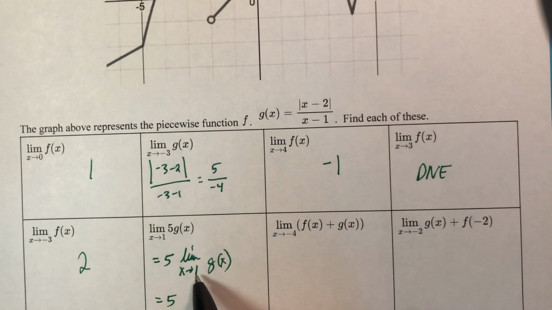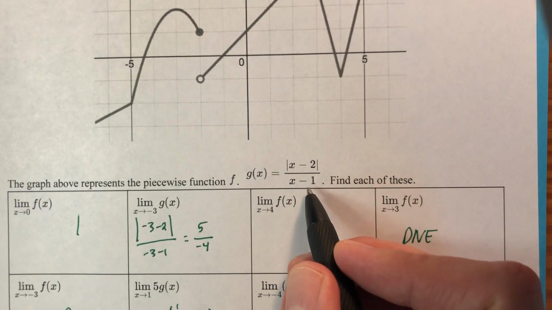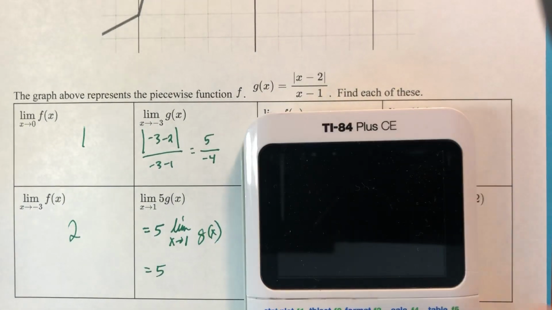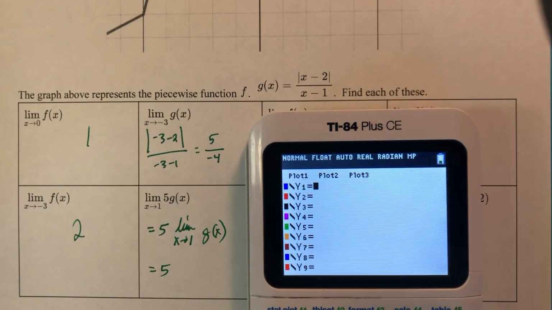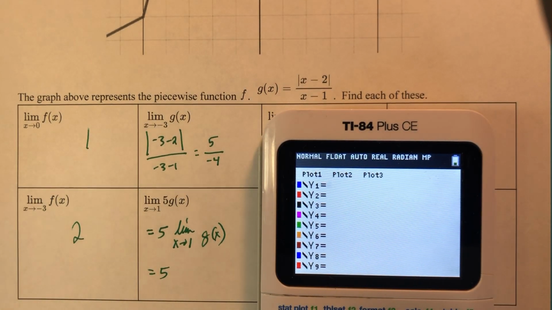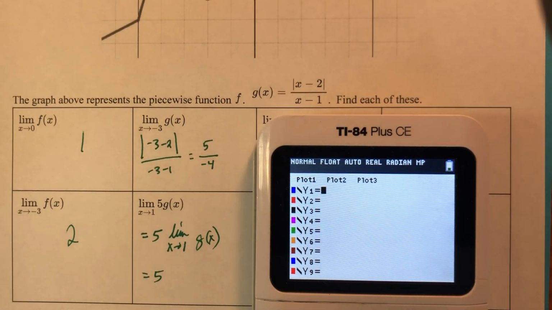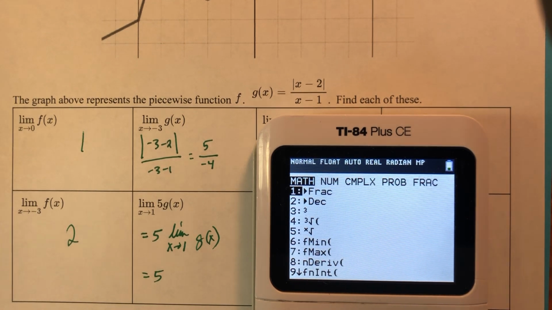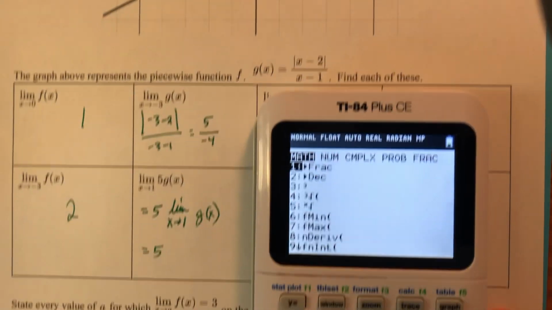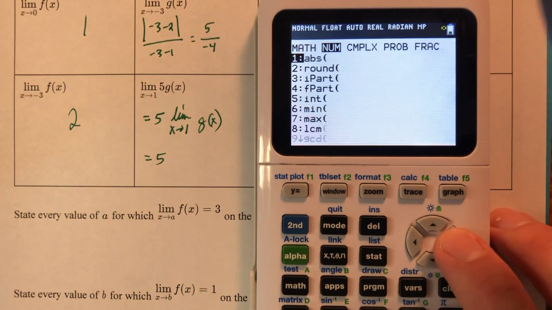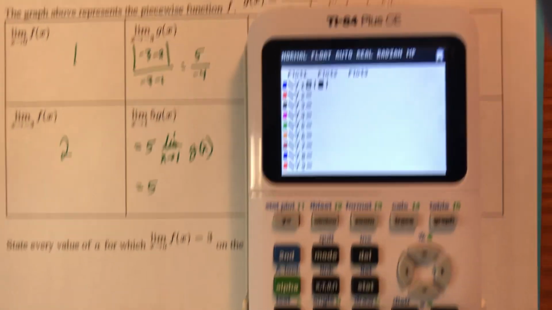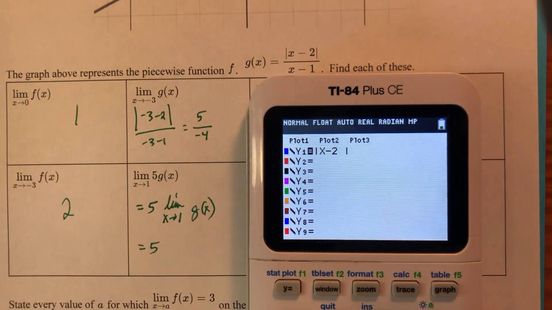And so then I'm going to plug a 1 into this function if I can. Oh, I can't. So let's figure this one out. Let's go with the table. That's just what I like to do. I need absolute value. In case you never knew how to find absolute value on the calculator, press math, go over to number, and it's the top option, absolute value. And then x minus 2, divided by parentheses, x minus 1.